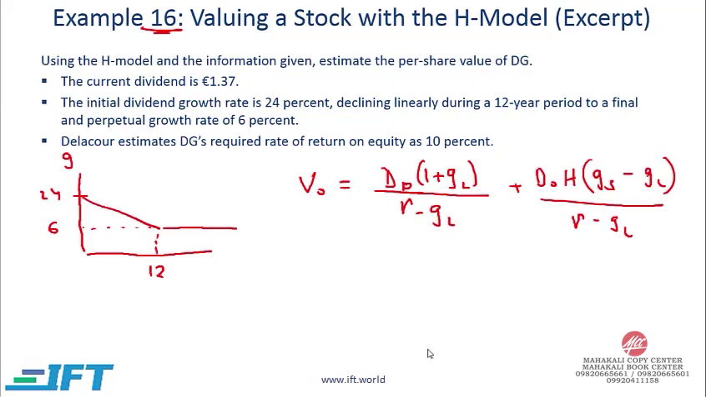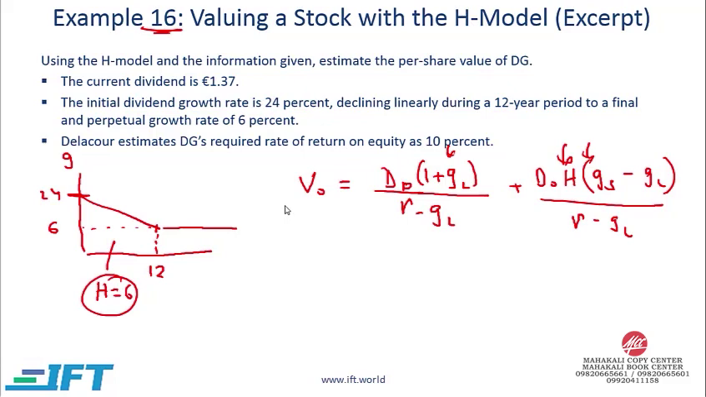So here is how I would like you to do this. Just quickly sketch this picture, which shows an initial growth rate of 24. So this is your GS. The eventual growth rate of 6%, which is the GL. 12 is the time it takes to come down to your long-term sustainable growth rate. So the H is 6, and that's what you will plug over here.